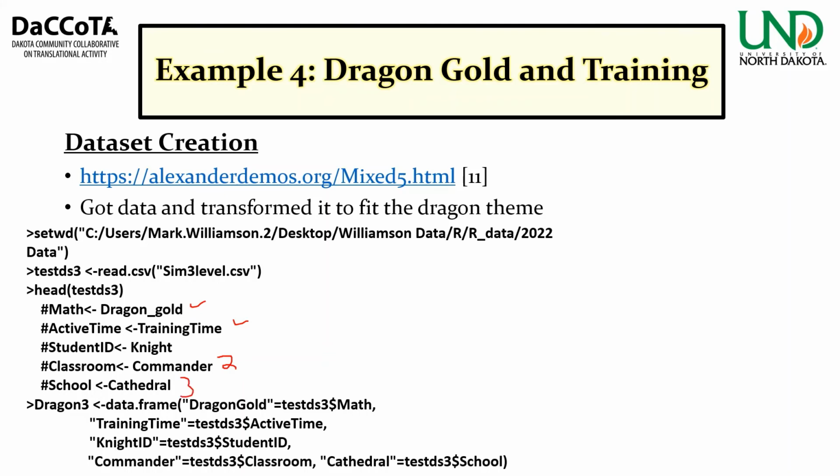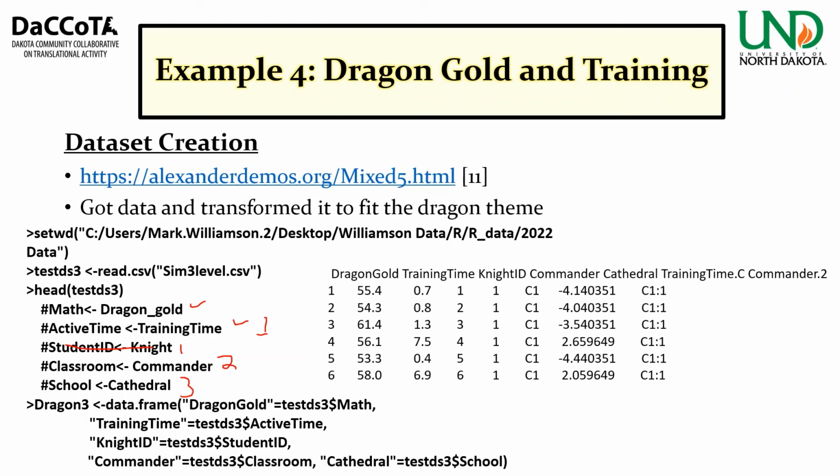Or sorry, that's just the ID. The level 1 would just be including training time. Note that eventually I get 2 different, so dragon gold is Y, training is X.